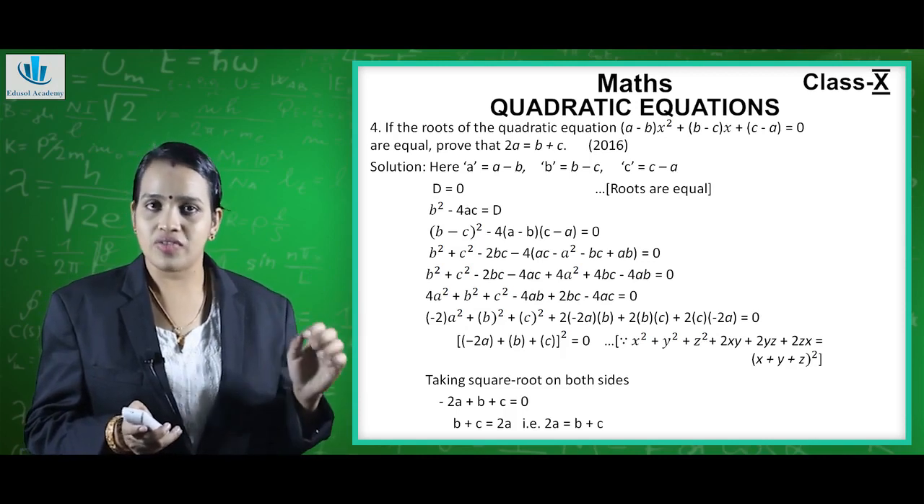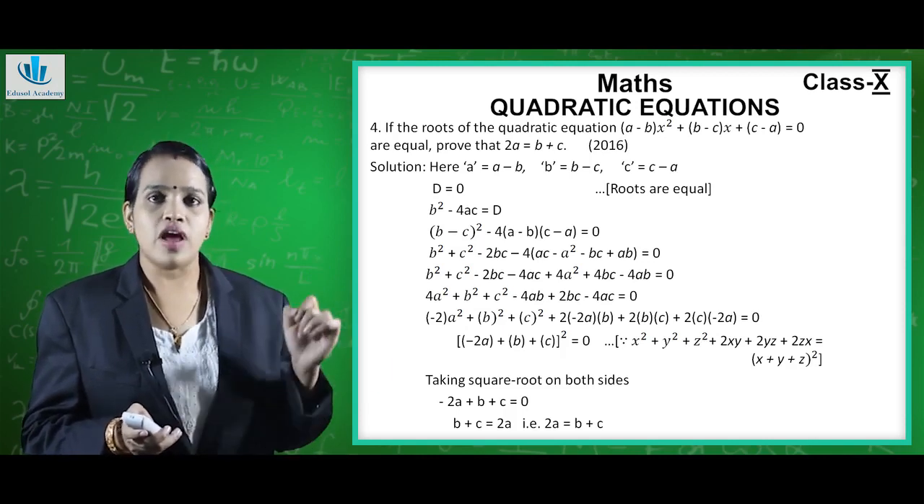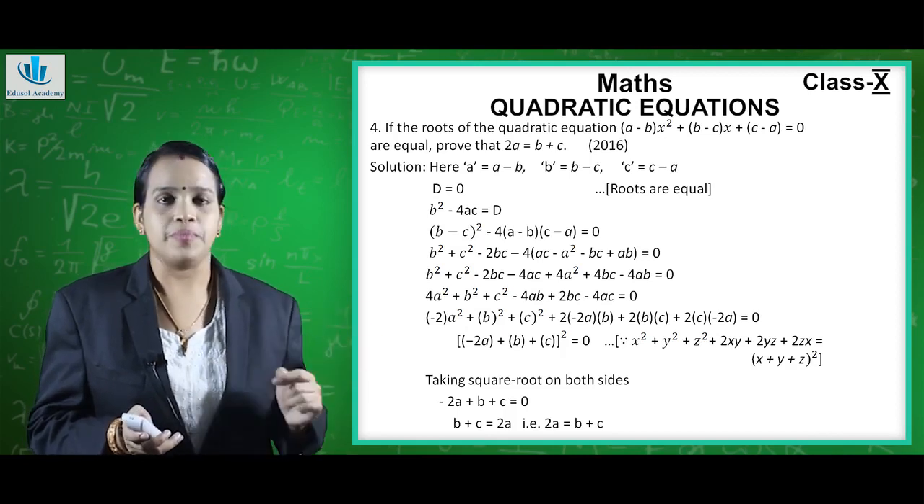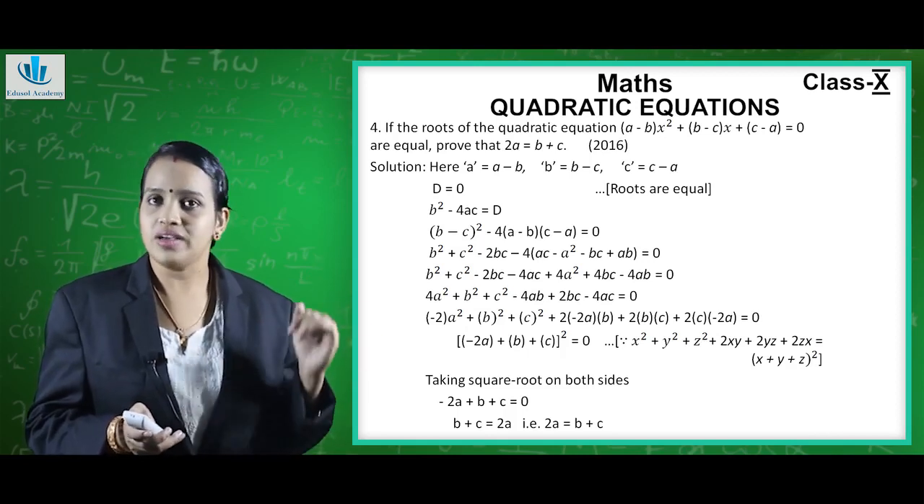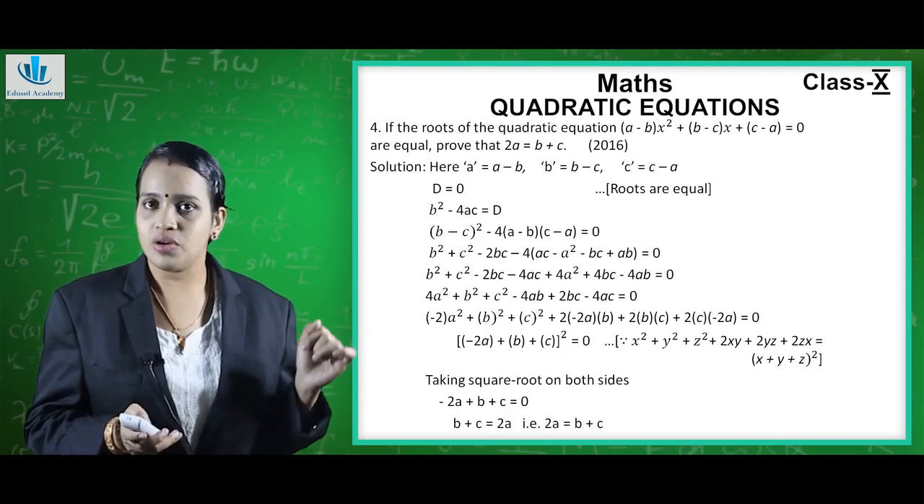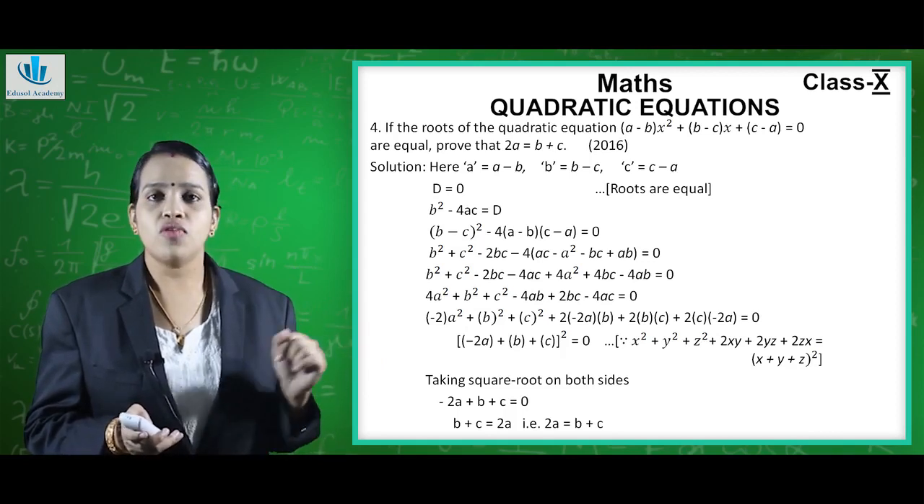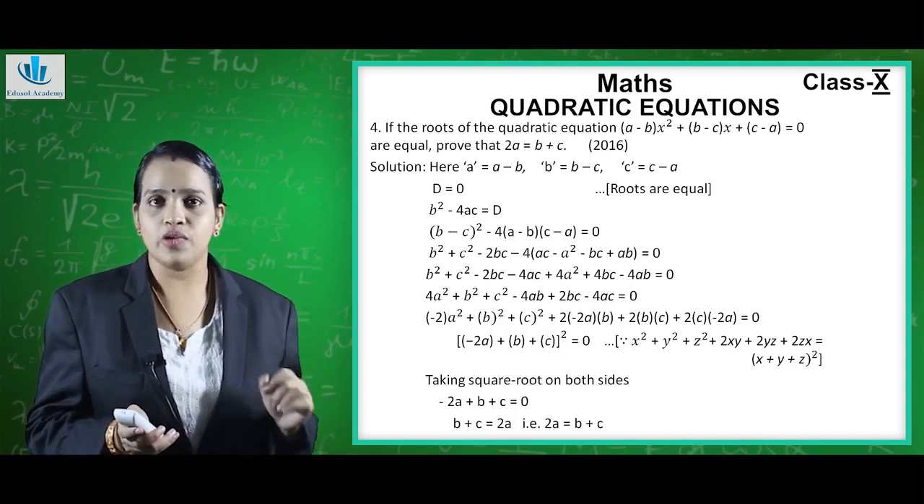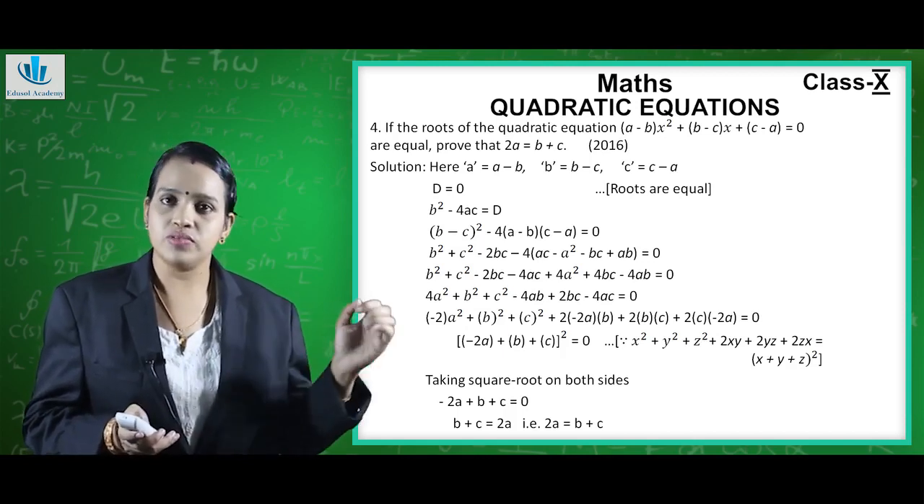So our value of a is a minus b, value of b is b minus c, and value of c is c minus a. Now we will put all the values over here. So it becomes (b minus c) whole raised to 2 minus 4 into our a value, which is a minus b, into our c value, which is c minus a, equal to 0.